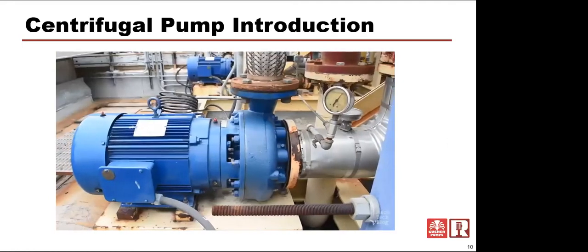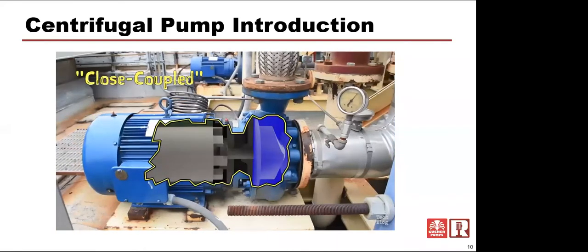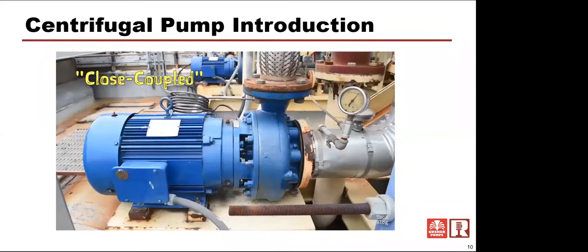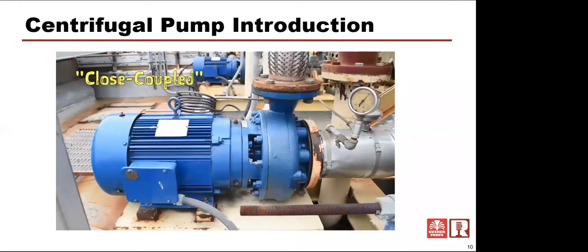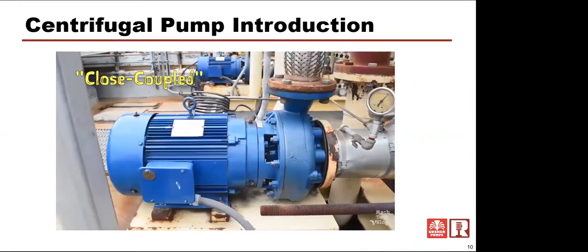A second option is the close coupled mounting method, in which the pump and its driver share a common shaft, with the impeller mounted overhung on one side of the driver shaft. In this case, there is no need for a coupling or any of the extra labor required to perform sensitive alignment procedures.